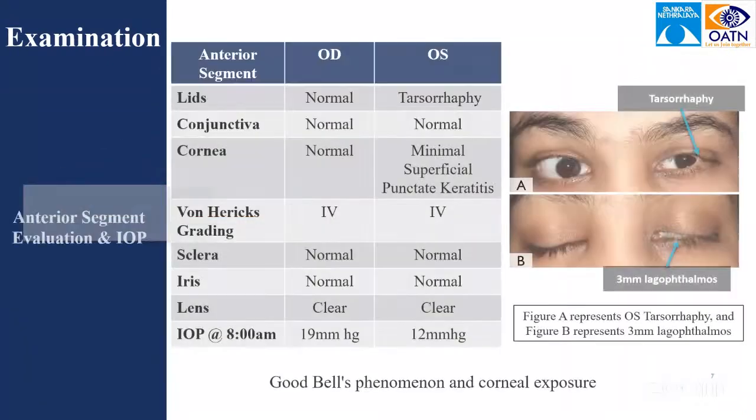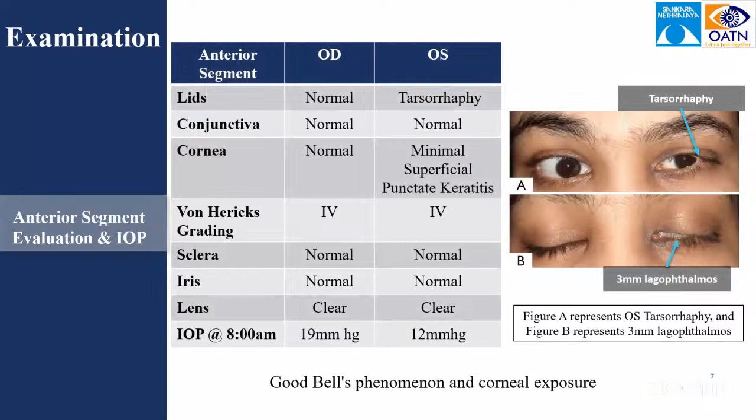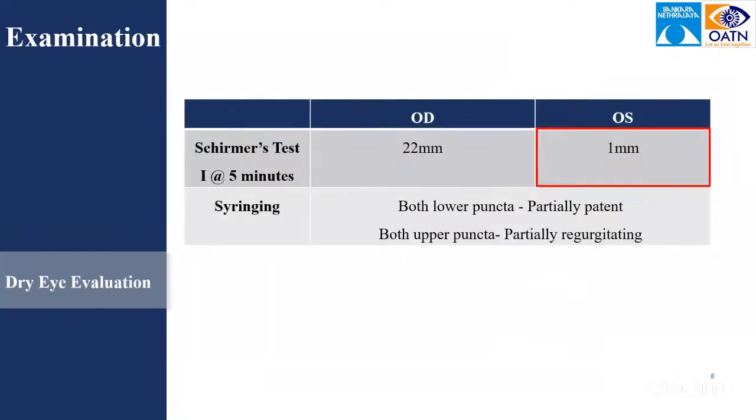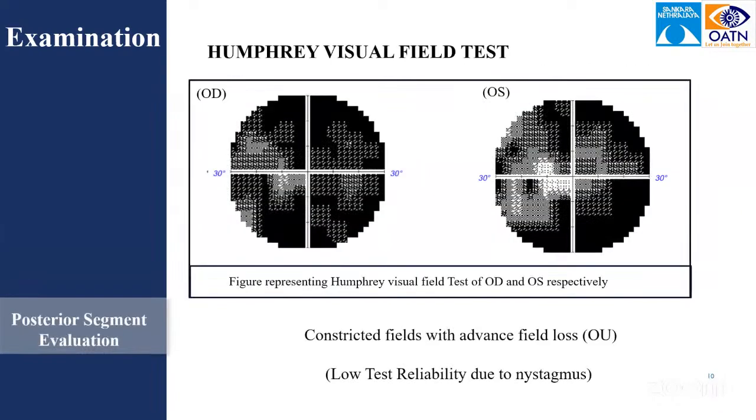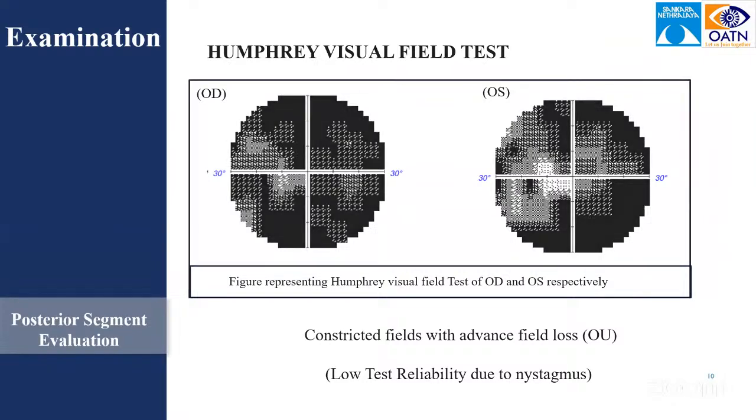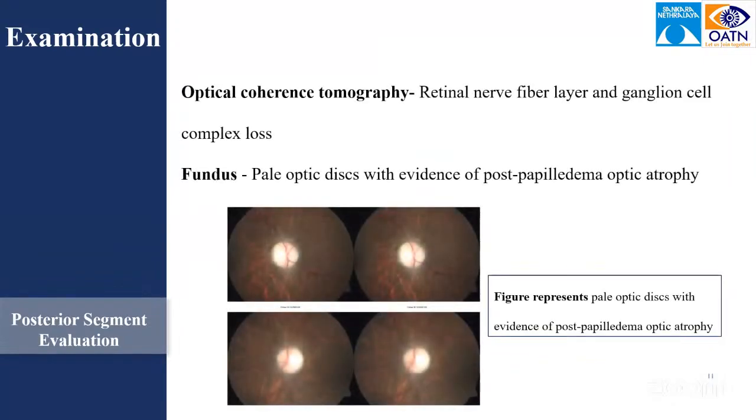Upon anterior segment evaluation, the right eye was within normal limits, whereas in the left eye, tarsorrhaphy, minimal superficial punctate keratitis, and a 3 mm lagophthalmos with good Bell's phenomenon were noted. Dry eye evaluation indicated severe aqueous deficiency dryness along with partial obstruction of puncta, and the fluorescein clearance test also indicated reduced tear volume and tear flow. Upon posterior segment evaluation, constricted fields and post-papilledema optic atrophy were noted.